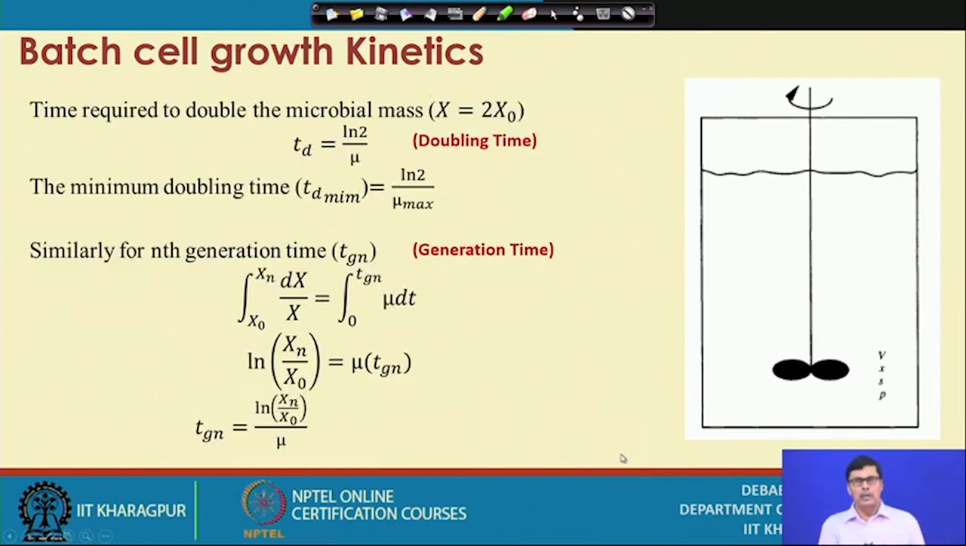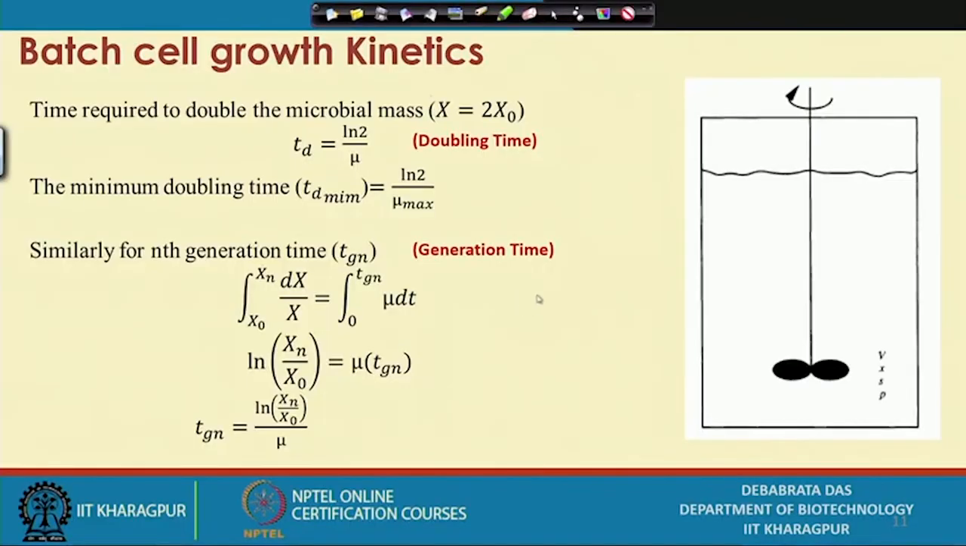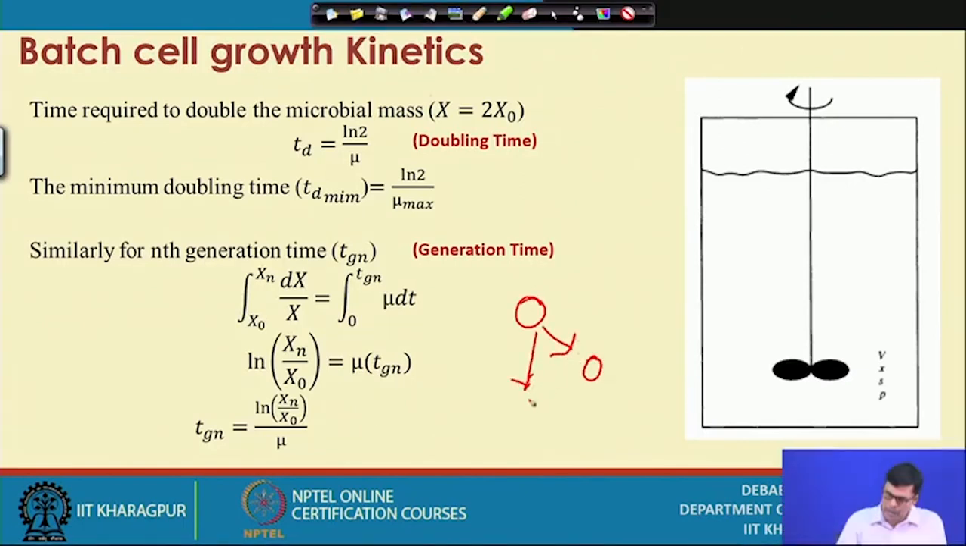Now, in case of a microbial population, two things we come across. One is called doubling time, another is generation time. Doubling time means the time required to double the cell population. And what is the generation time? Generation time means the time required for the cell division. Now, during the cell division, one cell may divide into two cells. It may divide into three cells also. It may divide into four cells also.